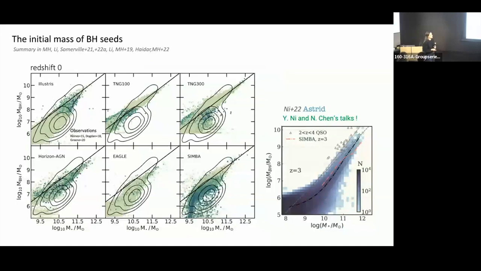I have 2 more slides, but they go very fast. I just want to show what we get, like how the seeding models in simulations reproduce observation. So this is the local universe black hole stellar mass relation. The simulations are in green, and we're comparing with observation in the local universe. You can see that if you're employing a very high seeding mass, you're not reproducing the low mass black holes in dwarf galaxies. And then this was the Astrid. We will hear more about it. If you have this distribution of initial mass, you increase the scatter here. That may be more similar to observation.